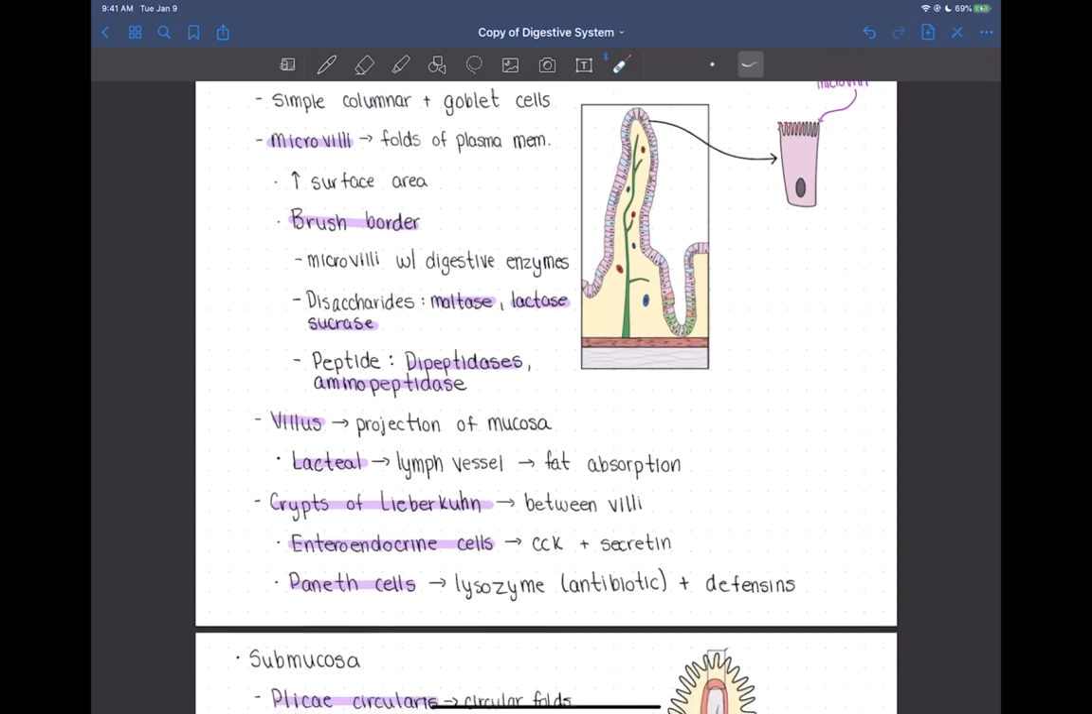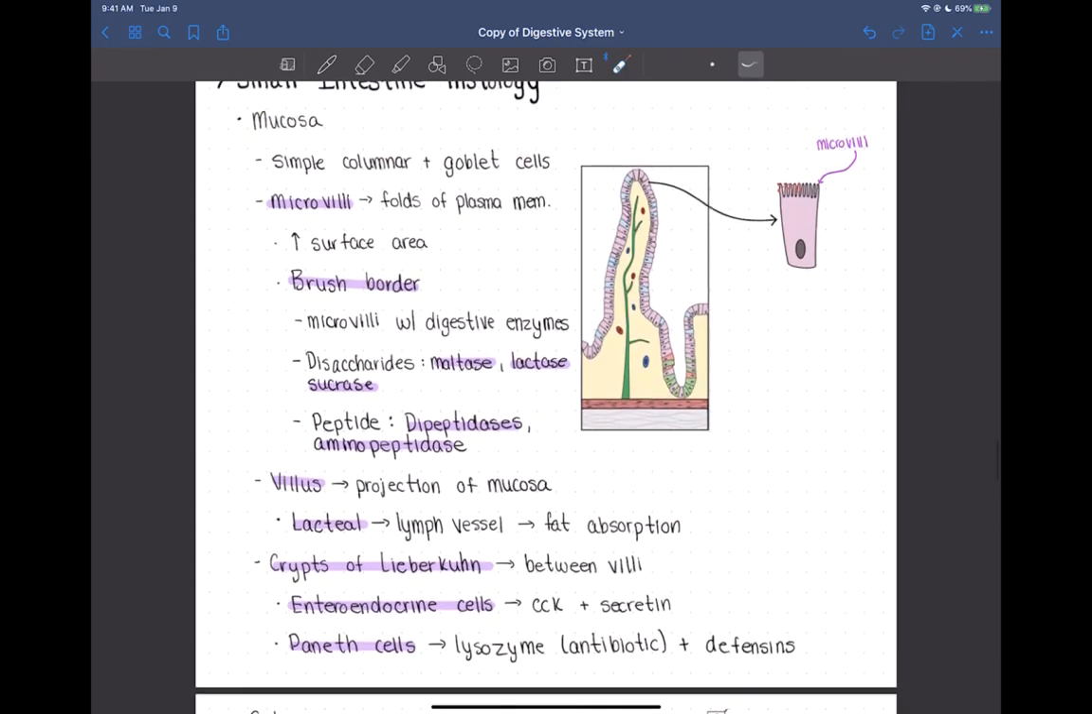Okay, in addition to having these microvilli, these folds on the cell membrane that add surface area, the mucosa itself is in these large folds, and those make up a villus, or if we're saying plural, villi.